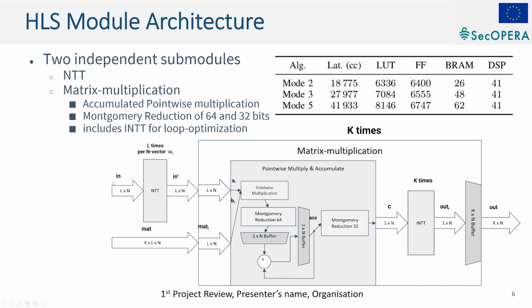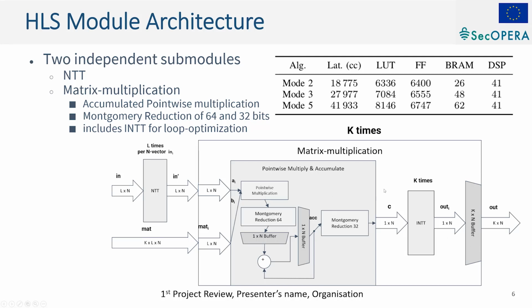For each, the two inputs are the input in and the input mod, and we can see their dimensions. For each of the L times n input, we have L NTTs to transform this input to the NTT domain, and then for each L times n we have the pointwise multiply and accumulate. The second input is k times L times n, so we have k times this operation of multiply and accumulate, the inverse NTT, and then buffering the outputs.